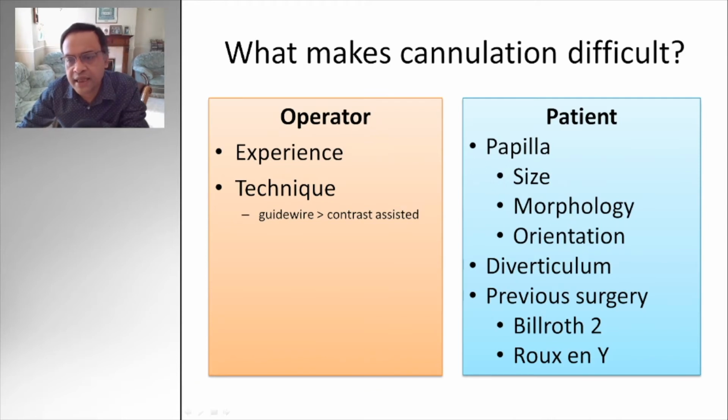So what makes cannulation difficult? Well, the factors may be divided into operator dependent and patient dependent. We know that the experience of the operator is important, and we've already seen that guide wire assisted techniques may be better than contrast assisted techniques. Patient dependent factors include anatomical considerations such as the size, morphology and orientation of the papilla, the presence or absence of duodenal diverticula, and previous surgery such as Billroth 2 or Roux-en-Y.